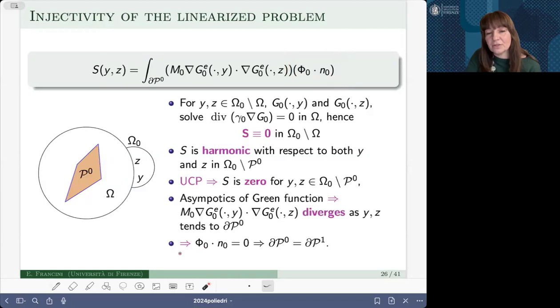And so actually you can show that phi 0 times n0 is 0 in all the boundary, which means that the two polygons are the same. So all these things can be quantified. So if, instead of assuming that your derivative is 0, you assume that it's too small here, then you get that it's too small inside, and then you get that this is small. And then you are able to quantify this in order to get a bound from below of the derivative.